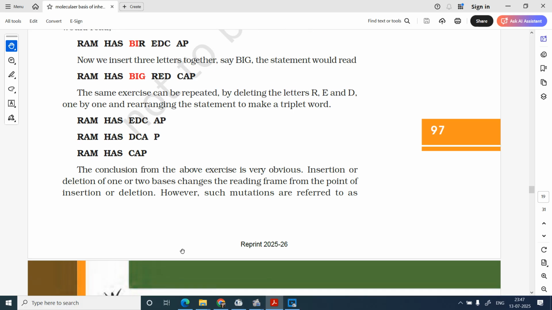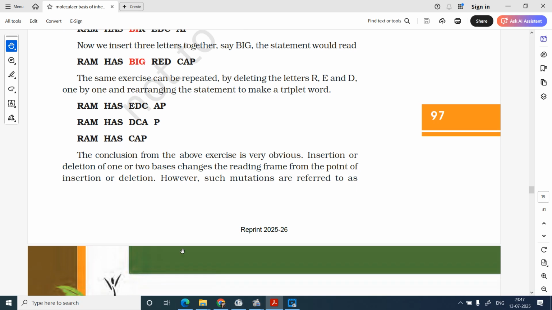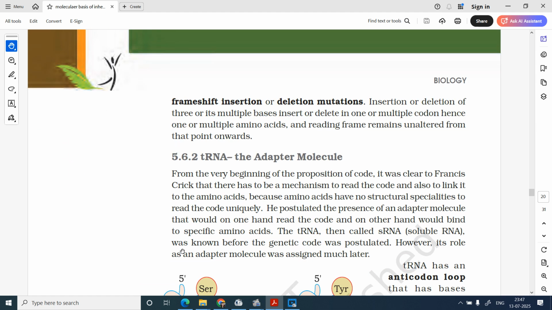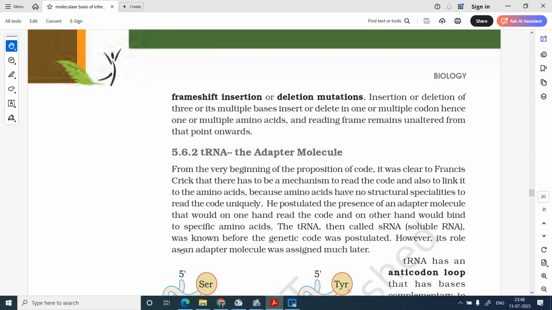The conclusion from our exercise is very obvious. Insertion or deletion of one or two bases changes the reading frame from the point of insertion or deletion. Such mutations are referred to as frame-shift insertion or deletion mutations. Insertion or deletion of three or its multiple bases inserts or deletes one or multiple codons, hence one or multiple amino acids, and the reading frame remains unaltered from that point onward.